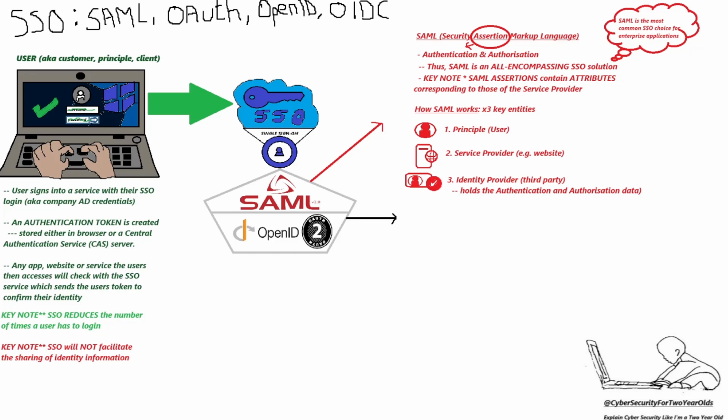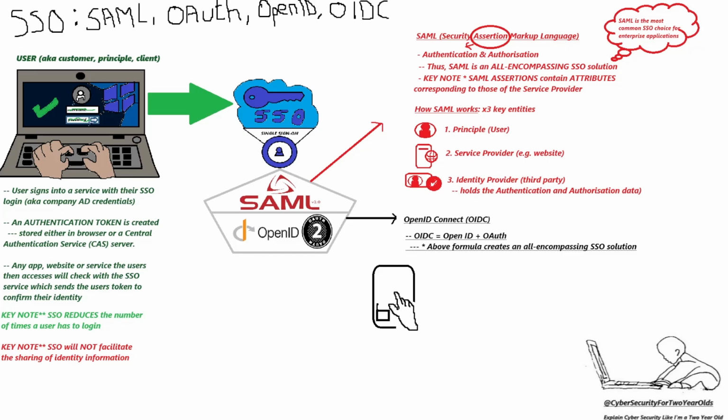Now, moving on to OpenID Connect, this gets a little tricky. OpenID Connect is actually OpenID plus OAuth combined to make an all-encompassing SSO solution, which allows it to compete with the SAML assertions. So, OpenID is simply for the authentication aspect, whereas OAuth is for the authorization aspect.